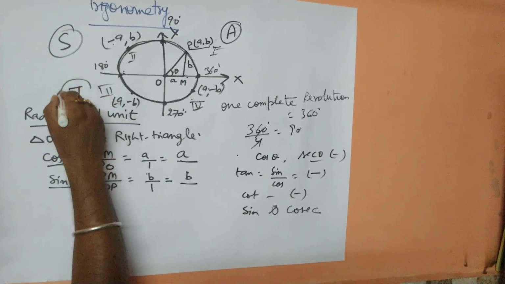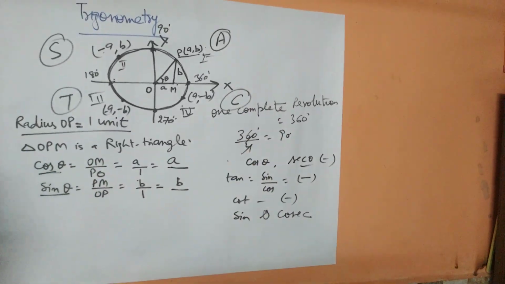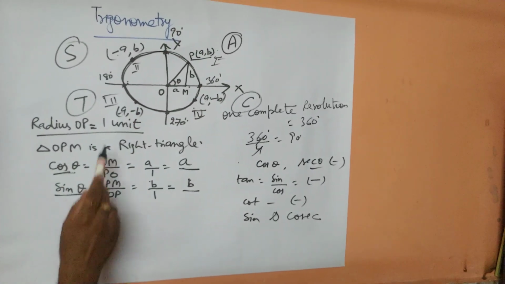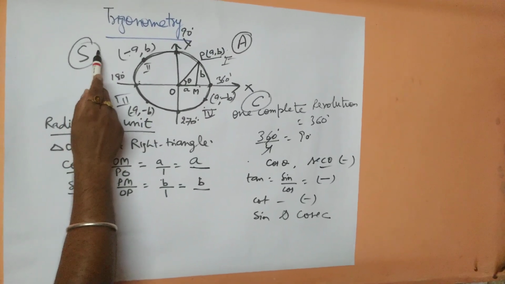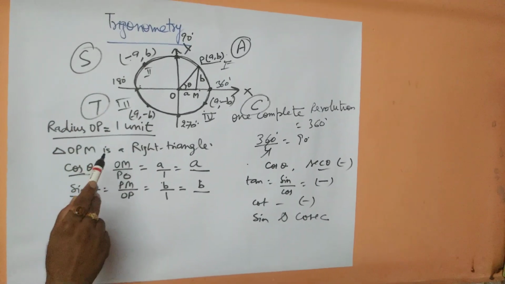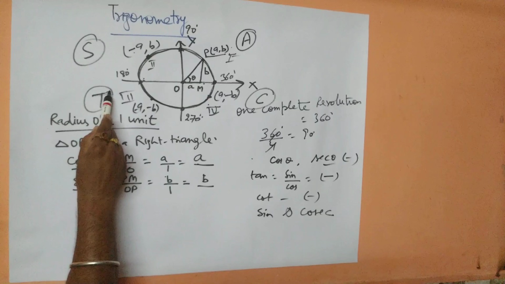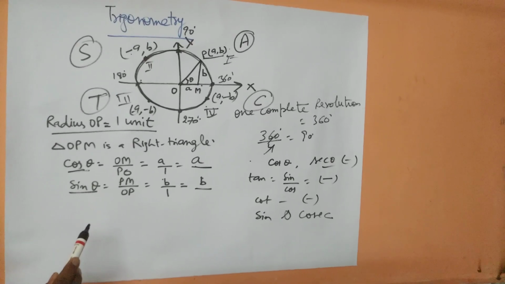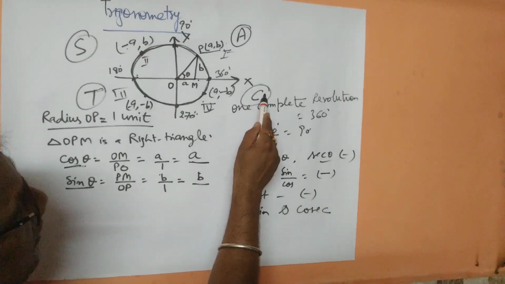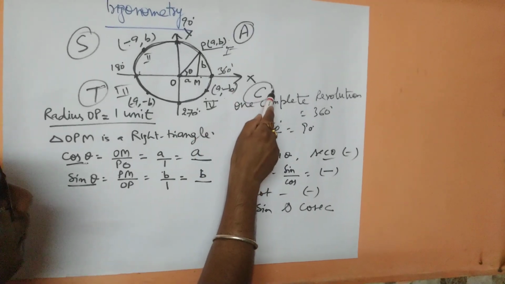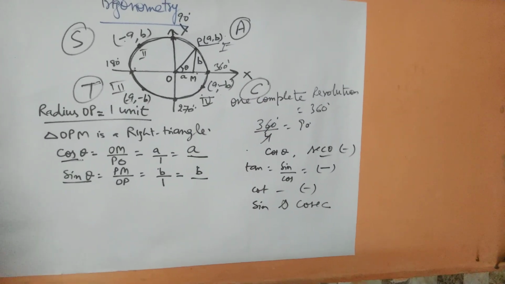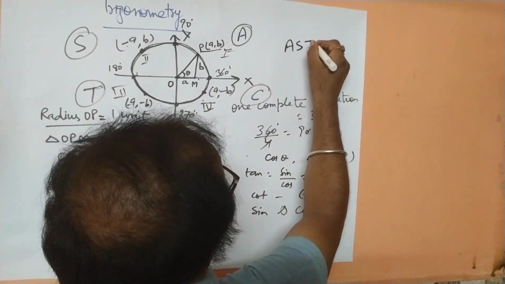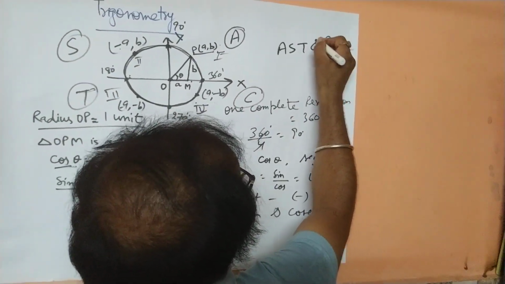So there is one rule, A S T C. Let us see what is the meaning of ASTC. A for all: in the first quadrant, all are positive. In the second quadrant, S for sine and its reciprocal cosec are positive and the rest are negative. In the third quadrant, T for tan and its reciprocal cot are positive and the rest of the trigonometric ratios are negative. In the fourth quadrant, C stands for cos and its reciprocal sec are positive. If cos is positive, then sec is also positive, and the rest of the four are negative. This is called the ASTC rule. This is the main thing.